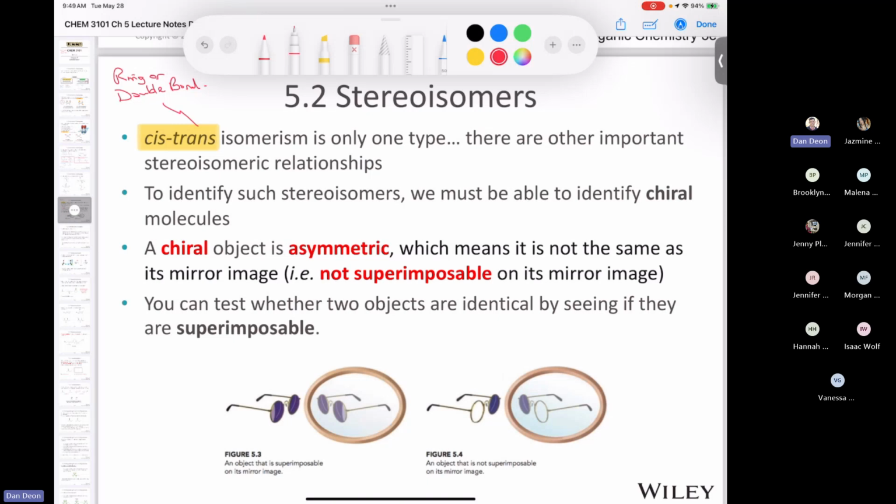And to identify such stereoisomers, we have to be able to identify what are called chiral molecules. So we have to be able to identify chiral molecules and a chiral object. First we'll start with a chiral object, and then we'll get into a chiral molecule. A chiral object is an object that is asymmetric, and what that means is that it's not superimposable on its mirror image. So I want you to remember that phrase: not superimposable on its mirror image.